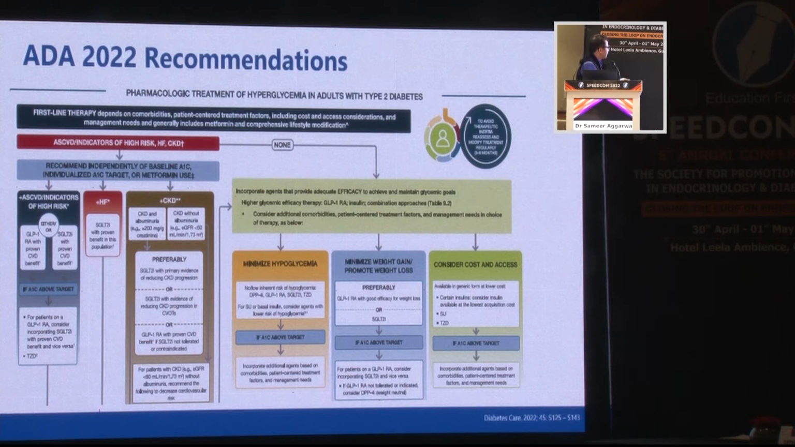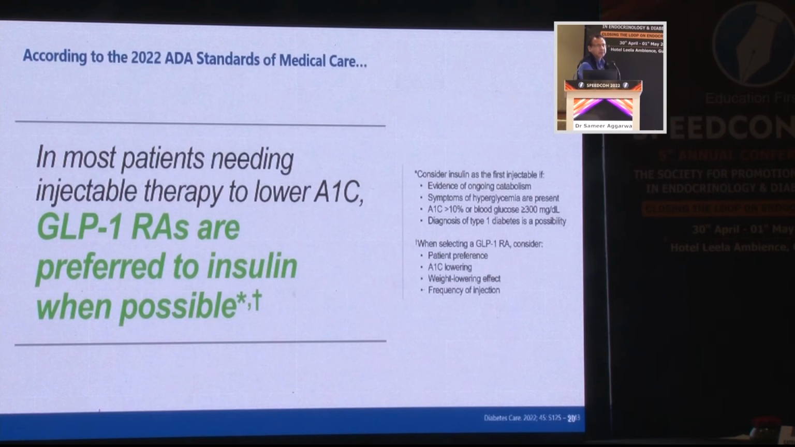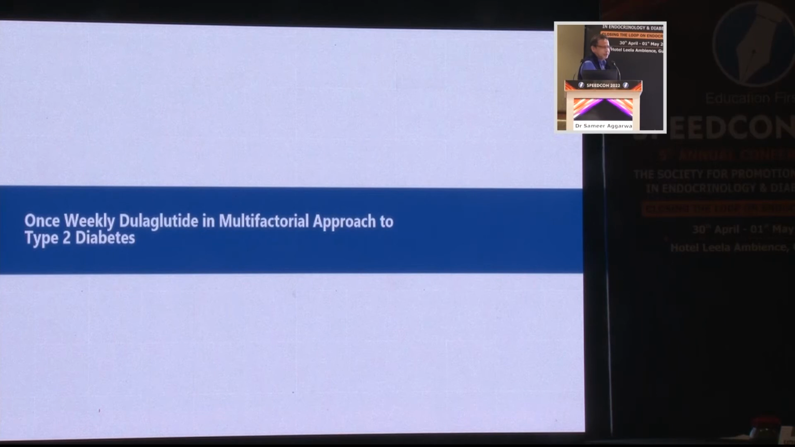And amongst injectable drugs, GLP analogs with proven CVD benefit like dulaglutide should be introduced early on. If you want to use a drug to minimize weight gain or promote weight loss, then again GLP analogs and SGLT2 inhibitors have an edge as compared to other drugs. So in most patients needing injectable therapy to lower HbA1c, GLP-1 receptor agonists are being preferred. In fact, there have been comparisons with insulin also, asking why can't we start a basal insulin, but insulin will cause weight gain, so that will not be there with GLP analogs like dulaglutide.